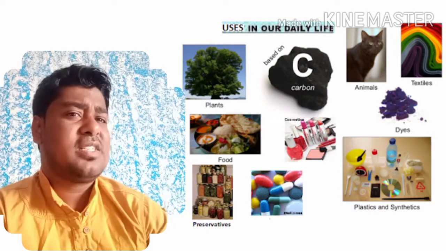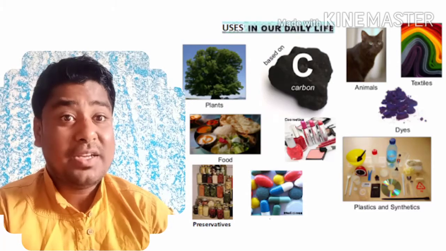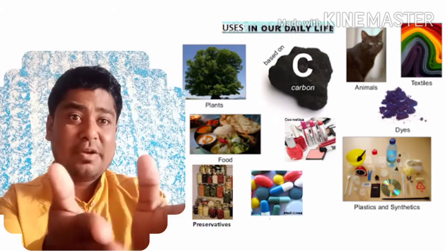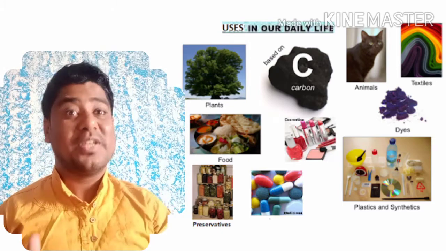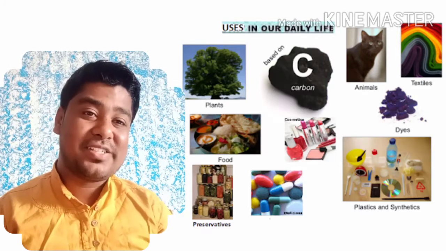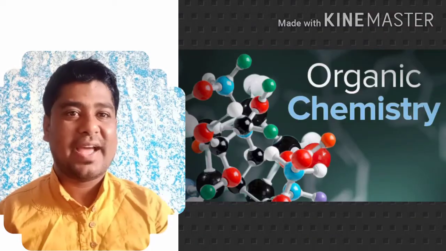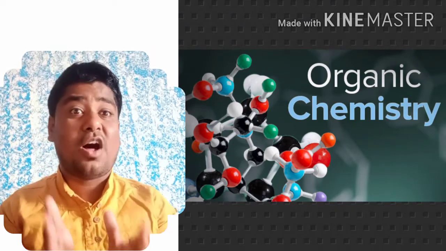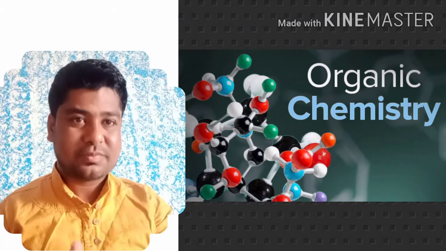So what makes this carbon so special? Why is it known as a versatile element, and why is carbon itself studied in a separate chapter? The chapter which we are going to begin today is carbon and its compounds. A separate chapter has been kept only about carbon. Not only that, the study of carbon has a separate branch of chemistry known as organic chemistry. Organic chemistry mainly deals with the study of carbon and its compounds. So what makes carbon so important and so versatile, that we are going to discuss in this video now.